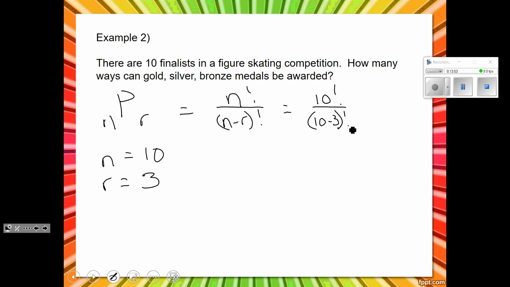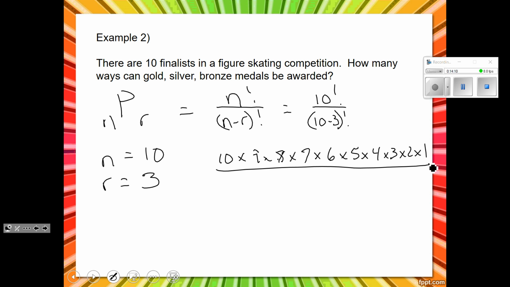What does 10 factorial mean? 10 times 9 times 8 times 7 times 6 times 5 times 4 times 3 times 2 times 1. Whew! What does 7 factorial mean? 7 times 6 times 5 times 4 times 3 times 2 times 1.